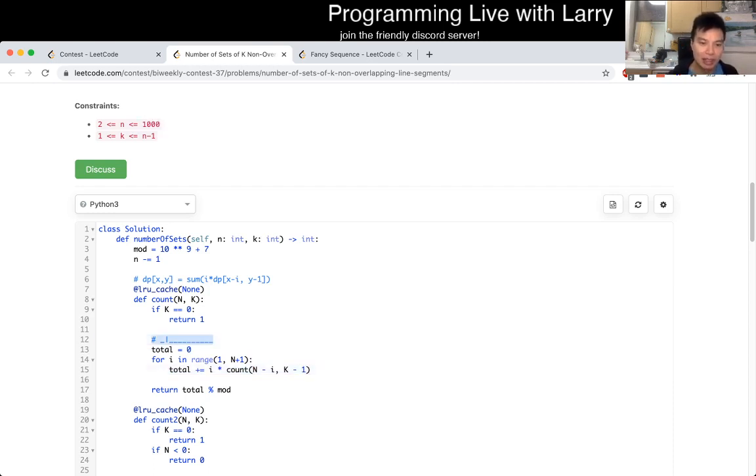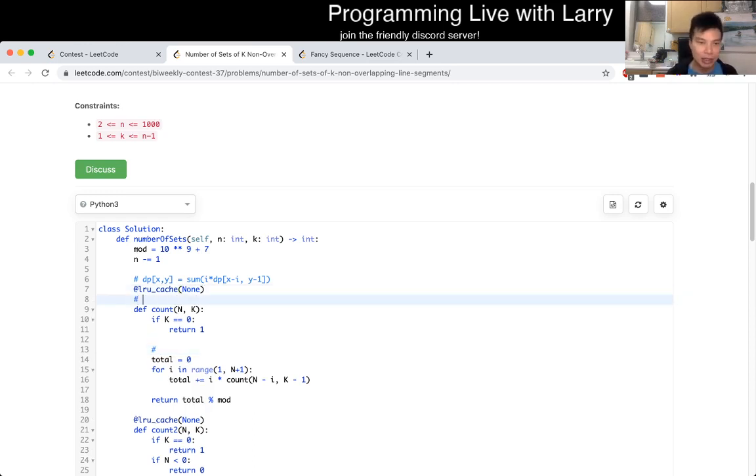So basically the idea is that, for dynamic programming or memoization, I always ask myself, what is the question that the question is asking, right? And in this case, it is the number of sets that, given we have n spaces left and k segments, yeah, that's the question, I guess, right?